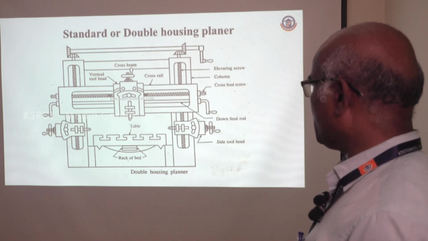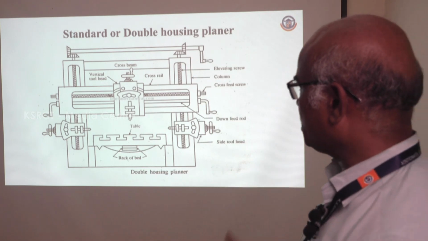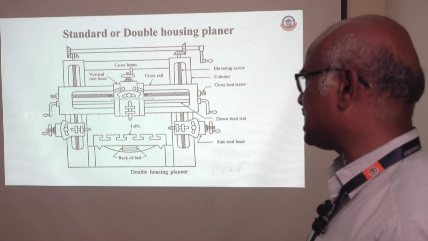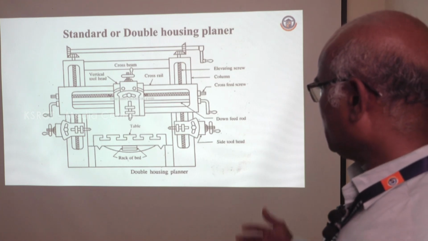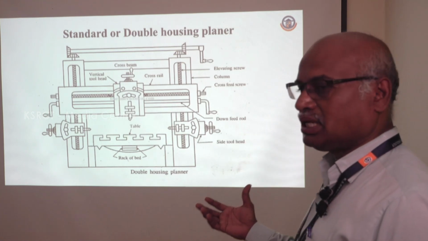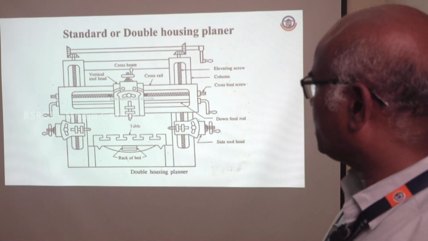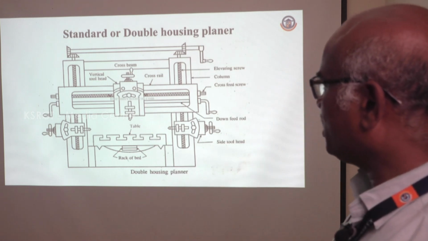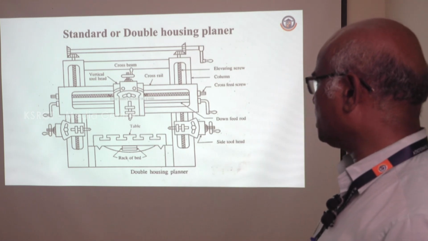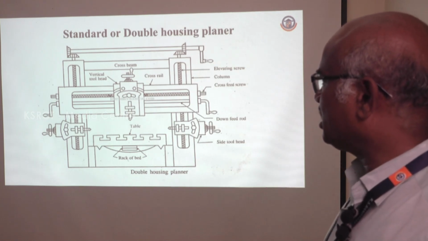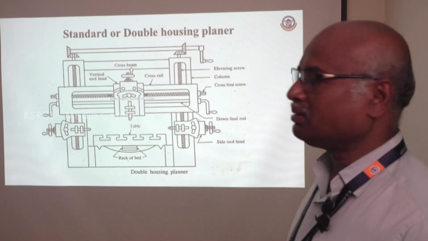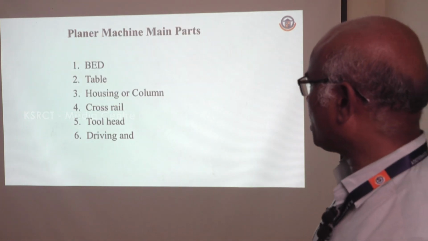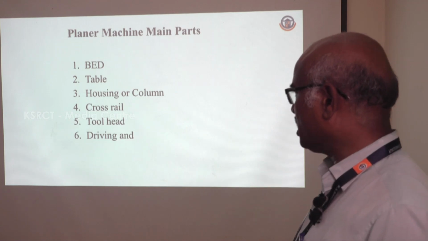In this mechanism the table is moved in a to and fro motion and the tool is stationary. The work table is very large, and a large workpiece is fitted to the table compared to the shaper. At the same time, multiple cutting operations are possible, that is a vertical cut and a horizontal cut, cutting at the same time. The main parts are bed, table, housing or column, cross rail, tool head, and drive.